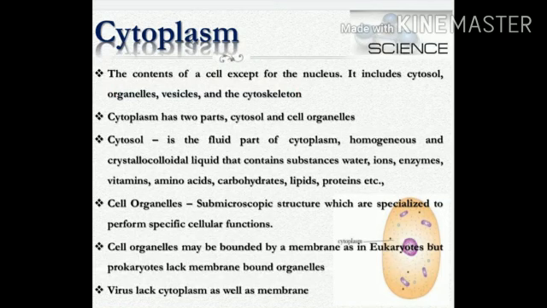We know there is cytoplasm, and cytoplasm mainly contains the content other than the nucleus. Cytoplasm is mainly made up of two parts: cytosol and the cell organelles. Cytosol is mainly the fluid part in which the cell organelles remain. It contains various enzymes, vitamins, amino acids, and cell organelles are the microscopic structures which are specialized to perform various cellular functions.